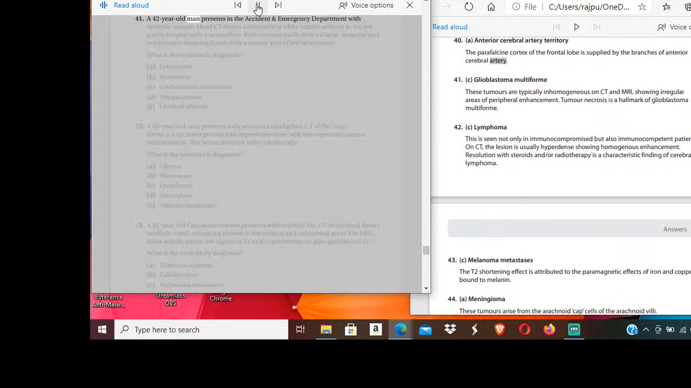41. A 42-year-old man presents in the accident and emergency department with epileptic seizure. Head CT shows asymmetrical white matter edema in the left parietal region with a mass effect. Post-contrast study shows a large, irregular and peripheral enhancing lesion with a central area of low attenuation. What is the most likely diagnosis? A. Lymphoma. B. Metastasis. C. Glioblastoma multiforme. D. Toxoplasmosis. E. Cerebral abscess.